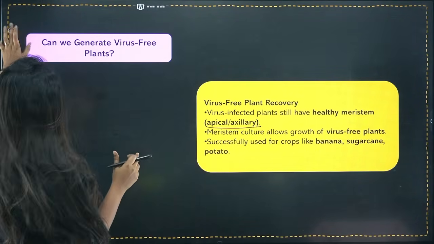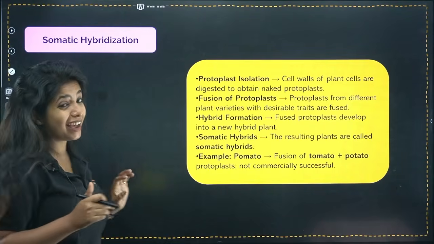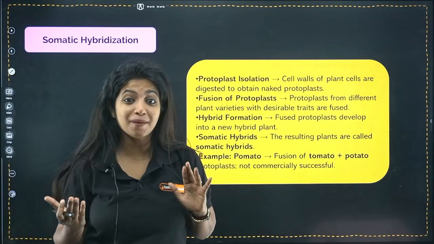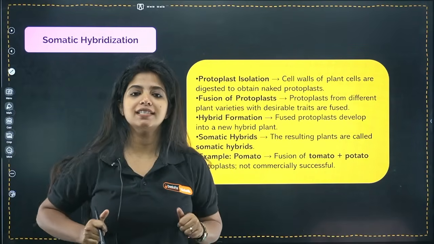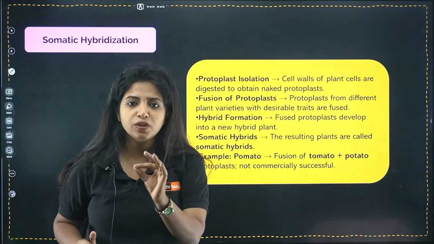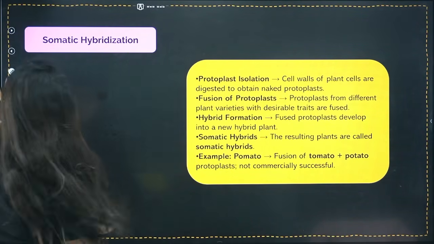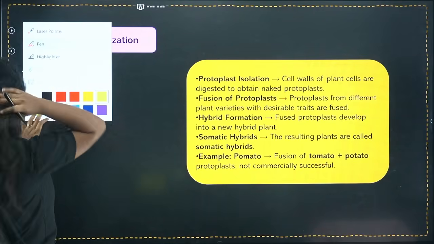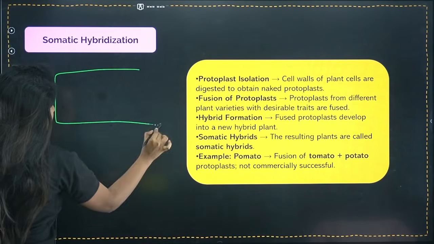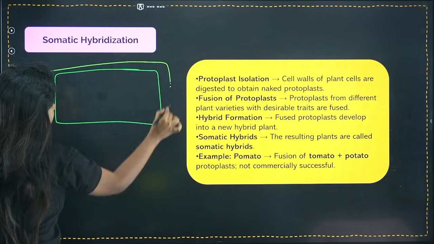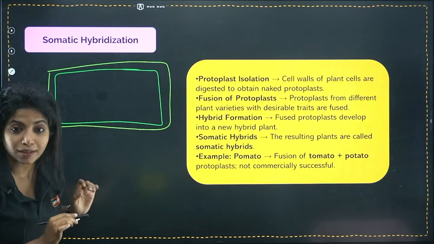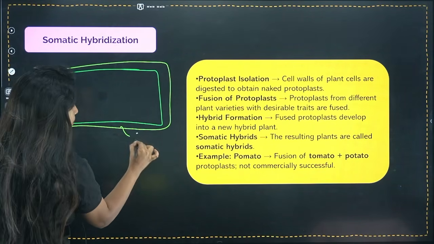Now, I told you, somatic hybrids and somaclones are both different, right? Now we are going to see somatic hybridization. What is going to happen here and why do you call them somatic hybrids? So listen to me carefully. Suppose this is a plant cell. My dear children, plant cells have an extra wall layer. What do you call this? Cell wall, right?